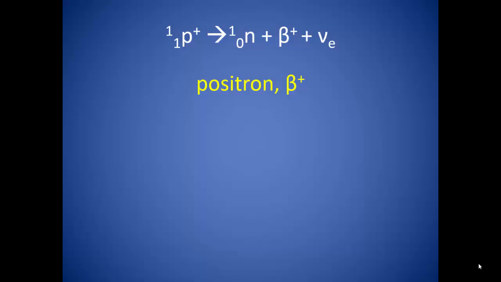A positron is an example of what we call antimatter. The symbol that we use for a positron is a capital beta, just like for our beta electron, but we give it a positive charge symbol.